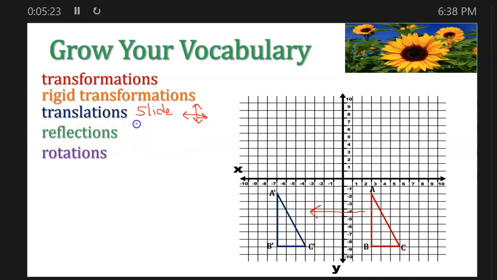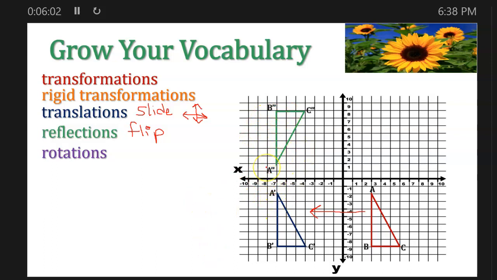Reflections are what we call flips, or just a flip. So when we flip something over, we usually flip it over a line. So we have 2 lines on this graph. We have the x-axis and the y-axis. So if I were to take this blue triangle and reflect it over this x-axis, it's going to look something like that. And notice the size has not changed between the blue and the green or the red, really. Only the location and the orientation has now changed.